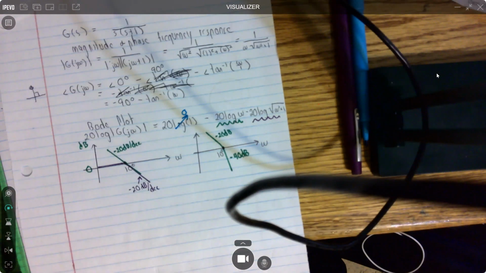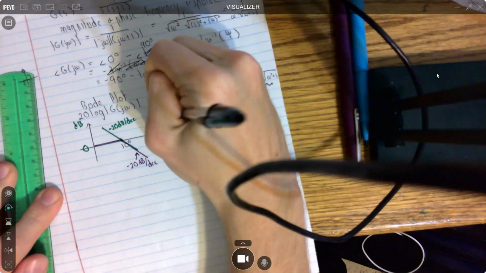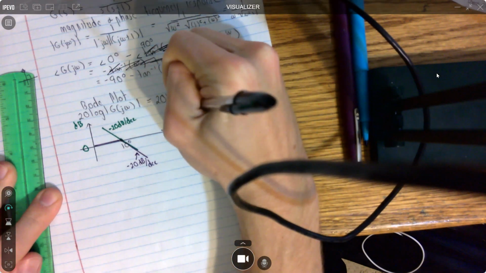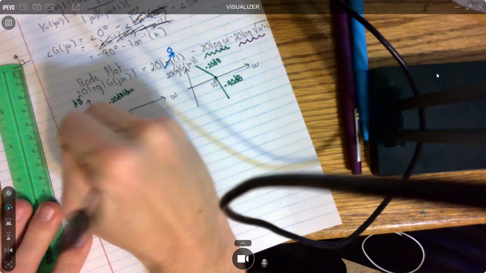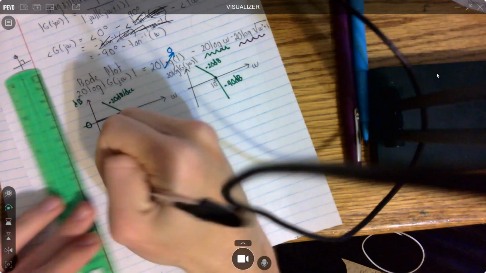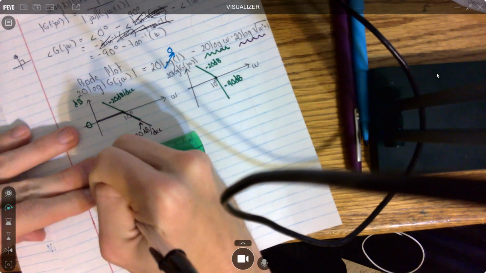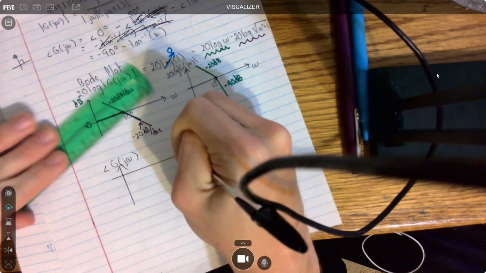So looking at our phase plot, that was just our magnitude plot, which you'd label 20 log of G(j omega). And now if we have to do phase, that's angle G(j omega). And what we're going to notice on our phase plot specifically is that we're going to have it starting at negative 90 degrees.